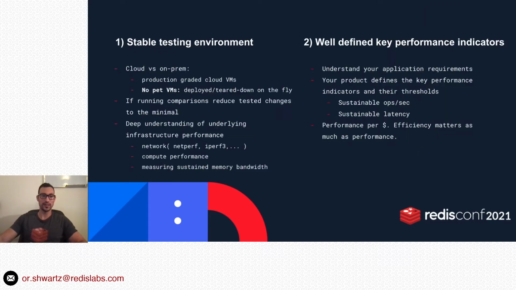So regarding stable environment, eventually it boils down to two things. First, truly understand your underlying infrastructure. I think you need to ask yourself what you are using. This is the basic idea. Second, use production grade infrastructure. If you are using on-prem servers, then use those. If you are using cloud, then use the cloud provider and the VMs that you will use in your application, in your production, sorry. Regarding key performance indicators, as we said, profile and understand your application.